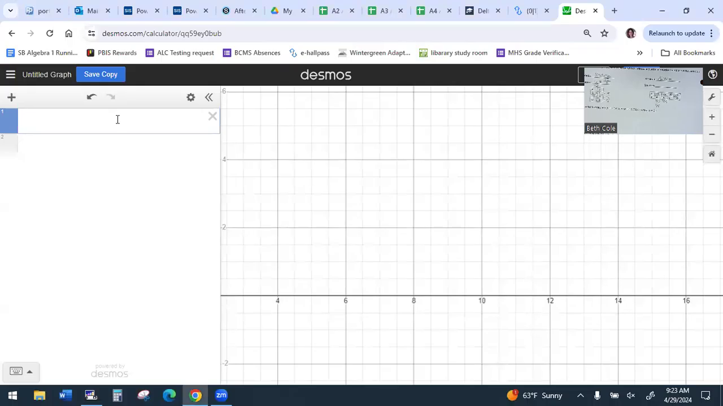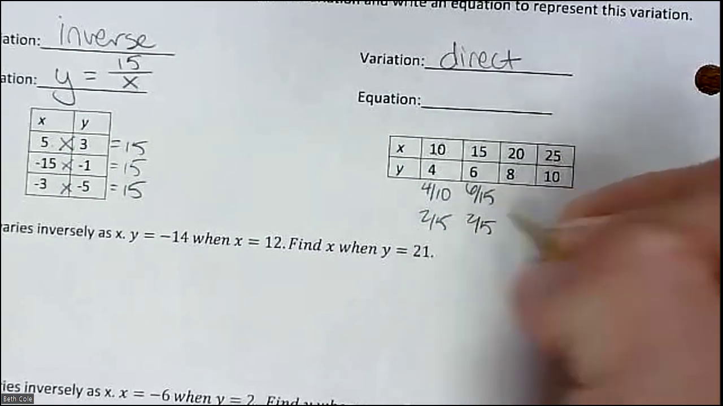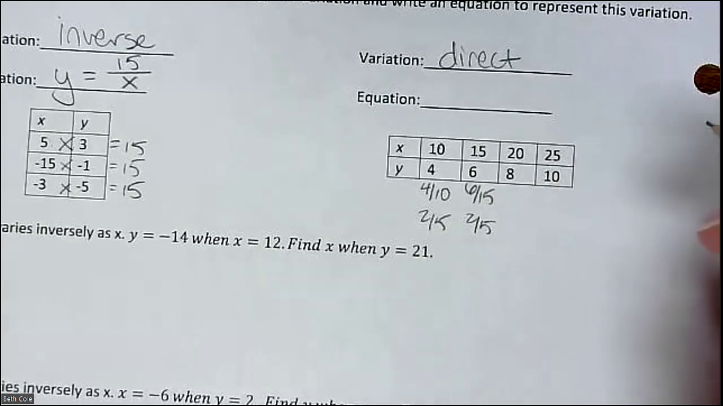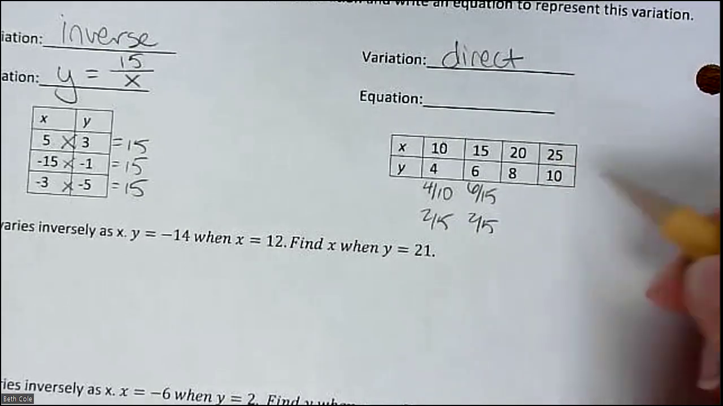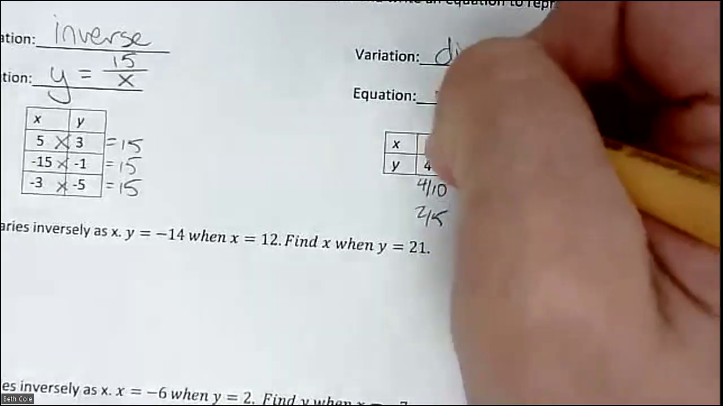Well, here's what you can do if you don't have a clue. 6/15. And then how do I turn it back into the fraction? Yeah, a little blue button. Look, it's 2/5. So that's 2/5. 8/20 will also reduce to 2/5, and 10/25 will also reduce to 2/5. So your K value is 2/5.